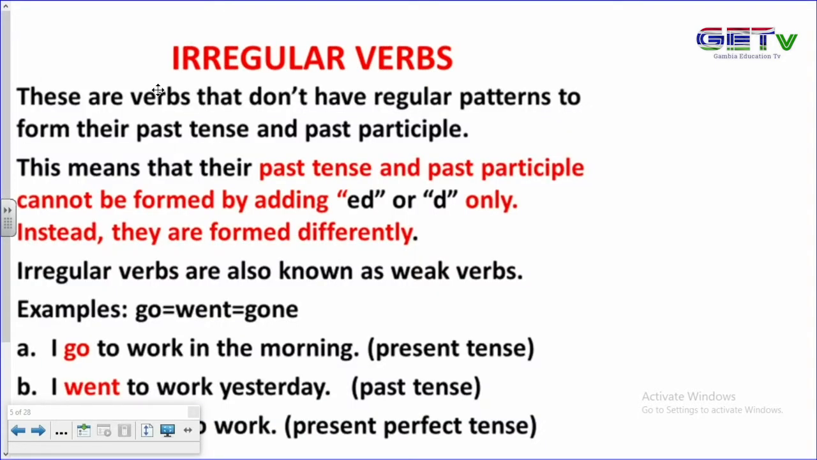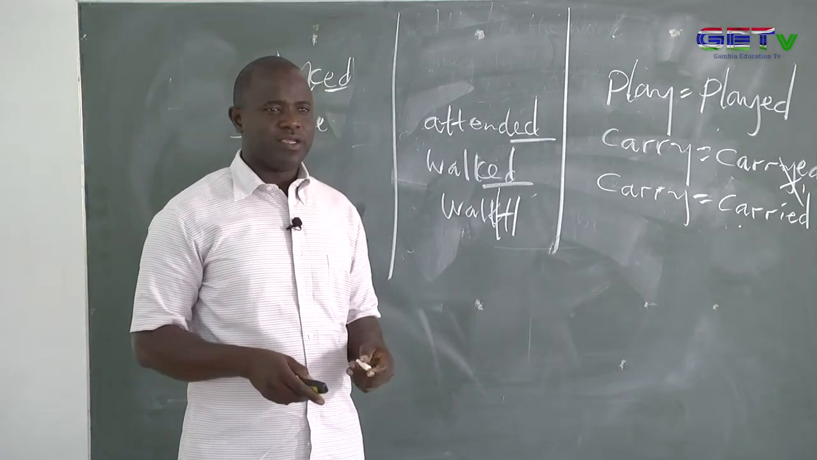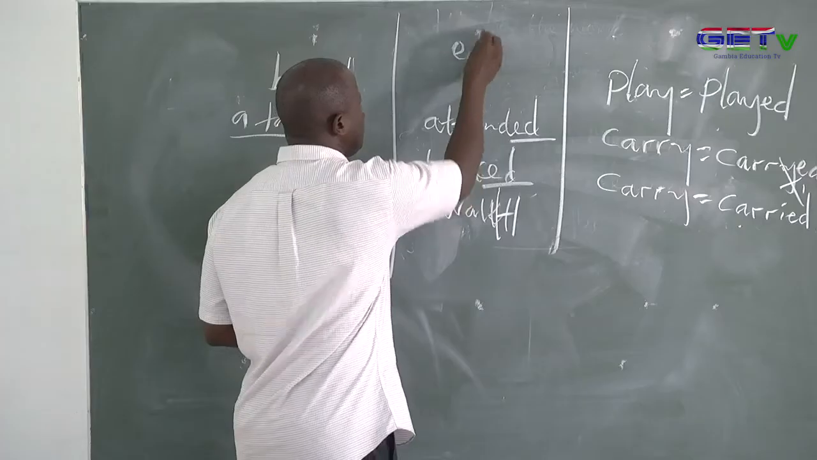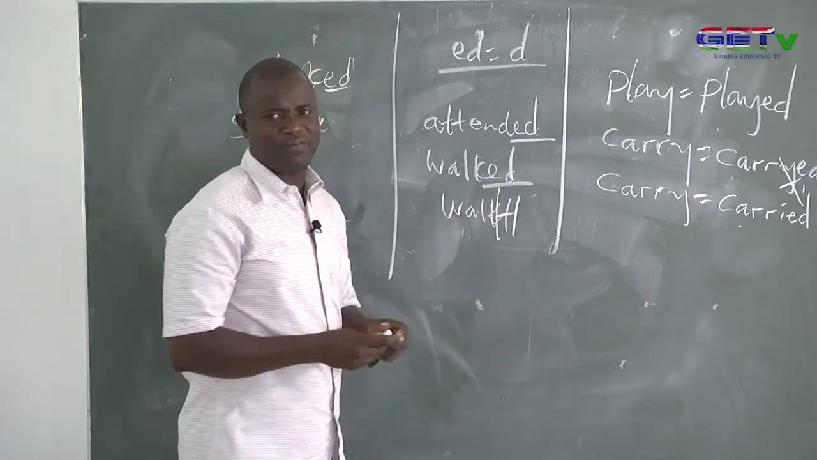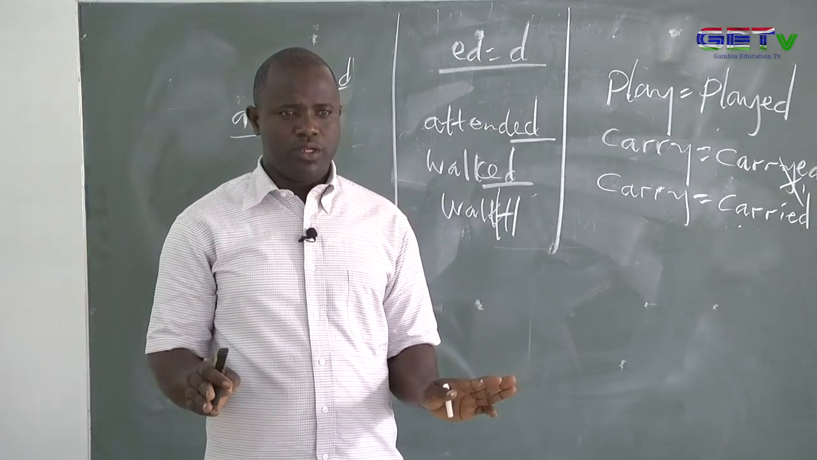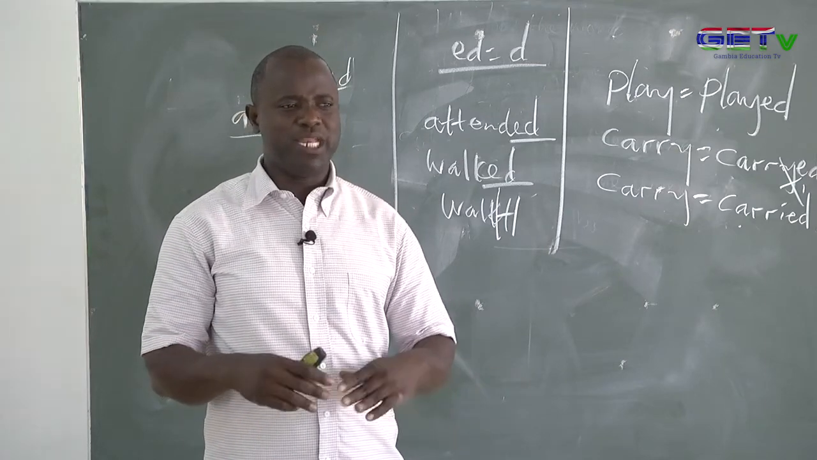We move on. Irregular verbs. These are verbs that don't have regular patterns to form their past tense and past participle. What do we mean by that? It means there are no specific patterns that the verb will follow to form its past tense and past participle. They are unlike the regular verbs. You were told that with regular verbs, you need to add ed or only d. But irregular verbs don't have that particular pattern. They form their past tense and past participle in different ways.